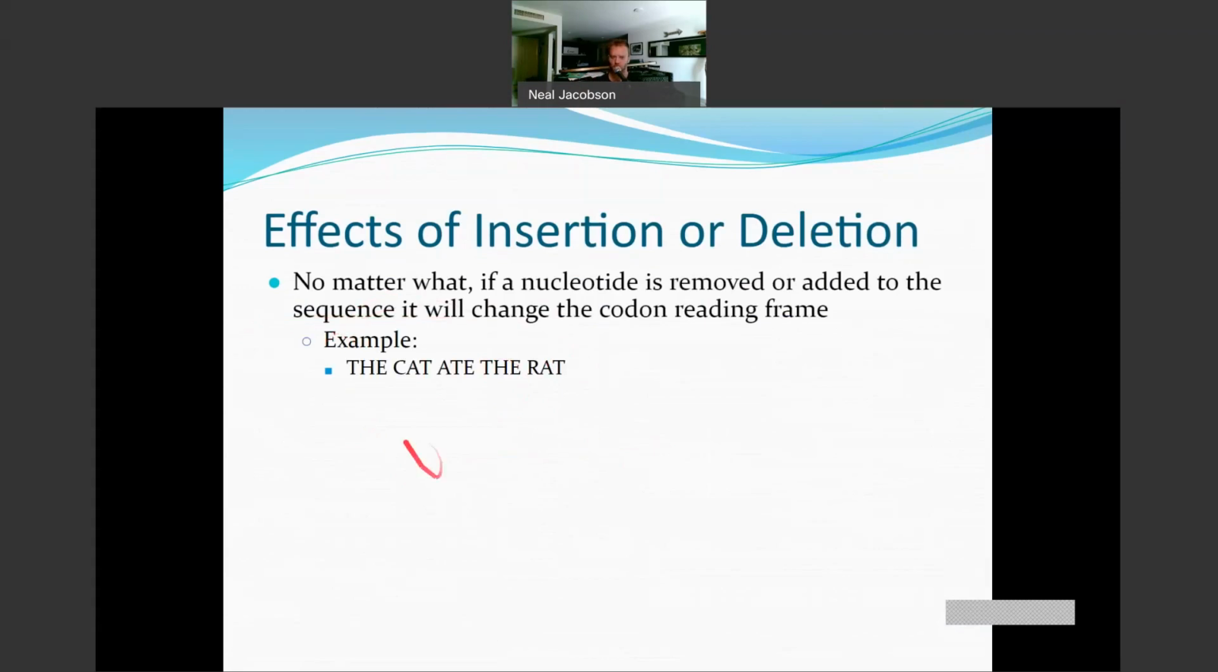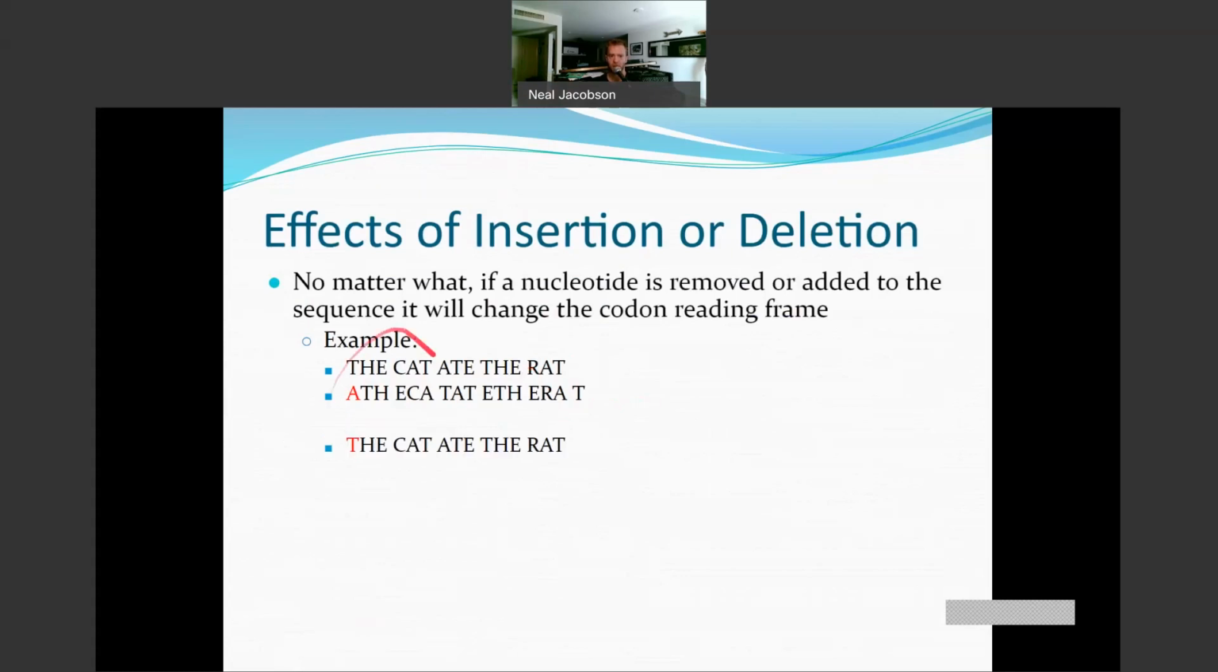Now notice that each word is 3 letters long. Watch what happens when we add a letter to it, and it shifts how we read the reading frame. We added a letter to the beginning, and now it's ATH, ECA, TAT, ETH, ERA, T. So this is just nonsensical. Adding the nucleotide shifted the reading frame, so now it's going to change every single codon downstream of where the mutation took place.